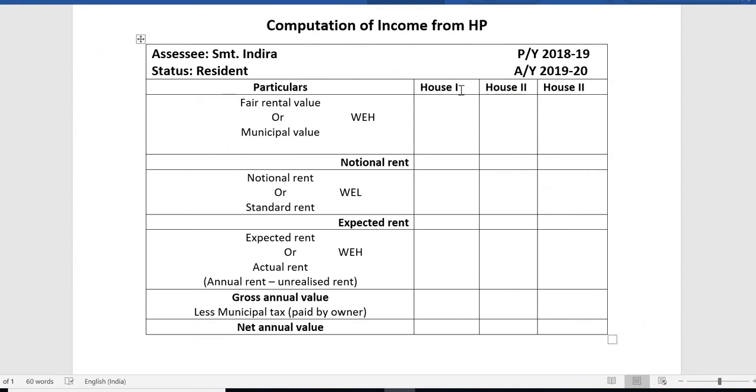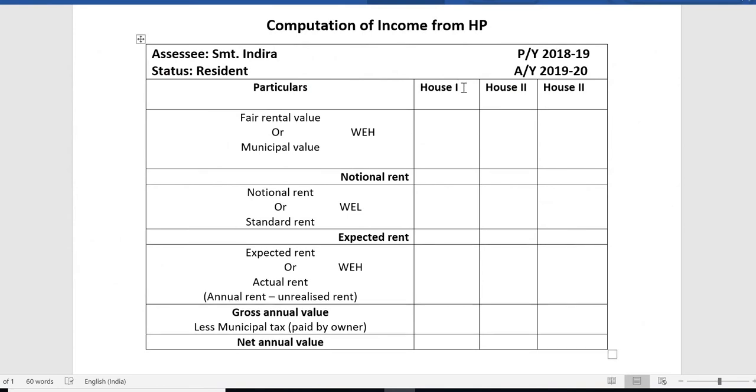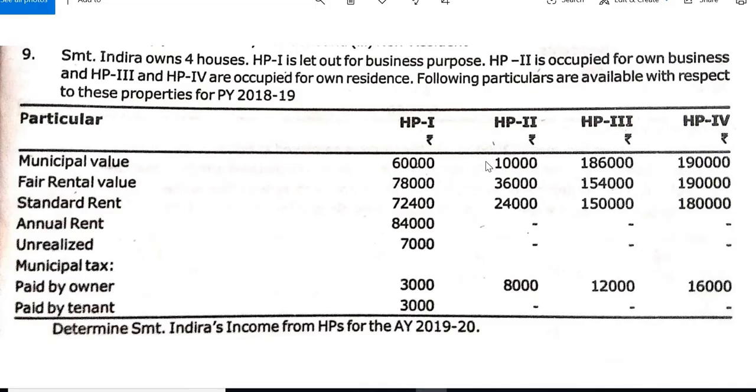So first house 1, I will mention it as LOP. House 3, we don't know whether it is deemed or self-occupied. House 4, again we don't know whether it is deemed to be let out or self-occupied. We will do the calculation till the gross annual value, then I tell you which is self-occupied, which is deemed to be let out. So now we will start the calculations.